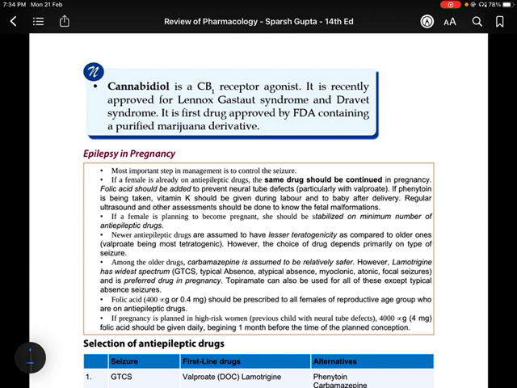Cannabidiol is a CB1 receptor agonist. It is recently approved for Lennox-Gastaut syndrome and Dravet syndrome. Dravet syndrome, though, starts in infancy. It's a drug approved by the FDA containing a purified marijuana derivative. So obviously cannabidiol uses marijuana.